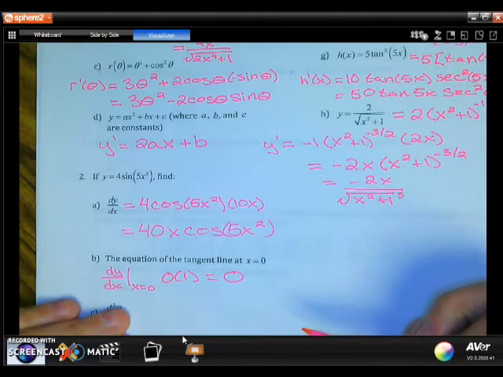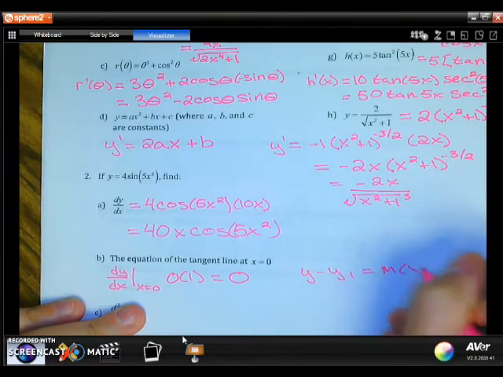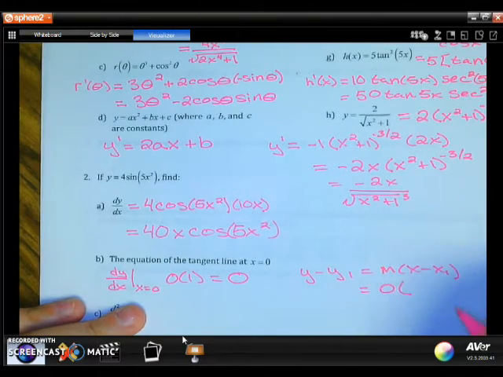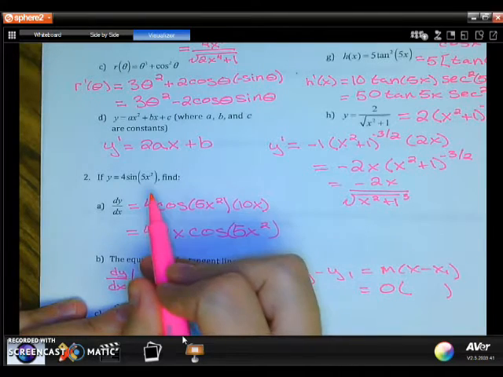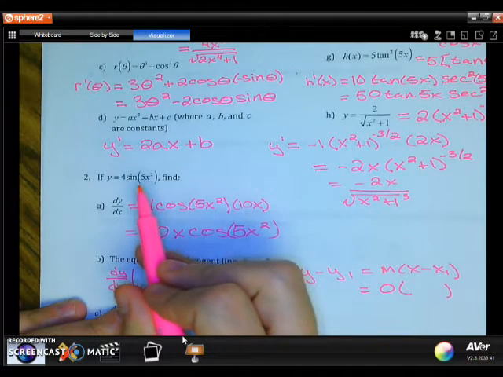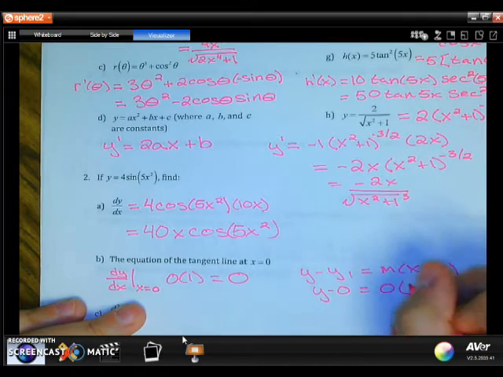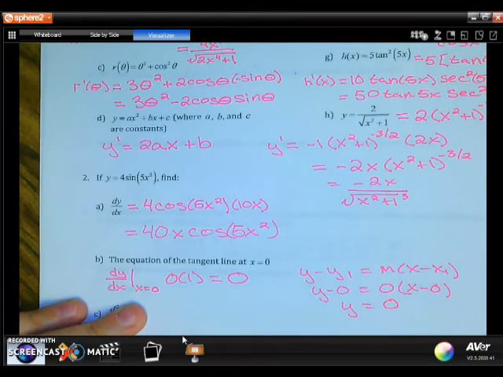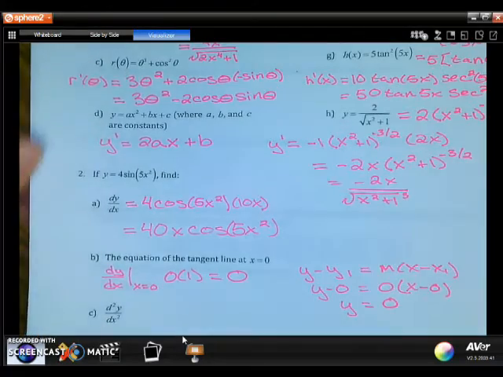But if it asks you to write the equation of a line, you should be thinking y minus y1 equals m, parentheses x minus x1. Not that it's going to matter much here because this is going to be 0 times whatever. You don't care. It's going to be a big old 0. And if I plug 0 into the original, sine of 0 is 0, so it's going to be more zeros. So basically you just get y equals 0, and you're done there. Don't let the zeros fool you. It's perfectly fine to have 0 as an answer.